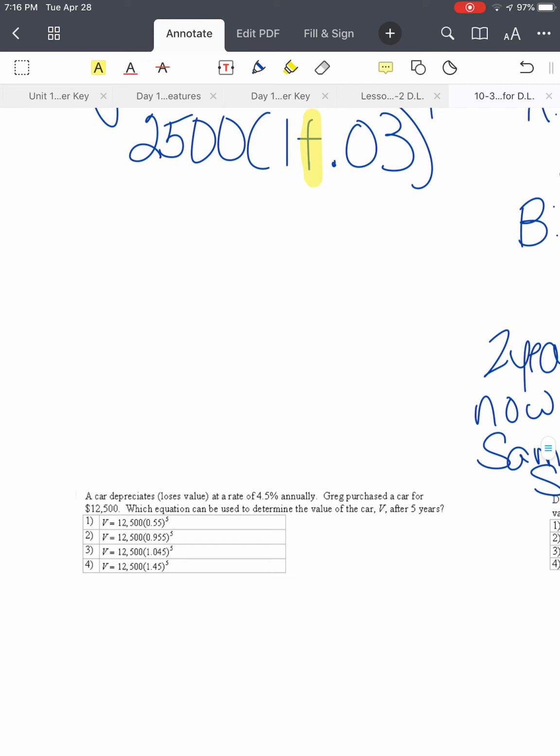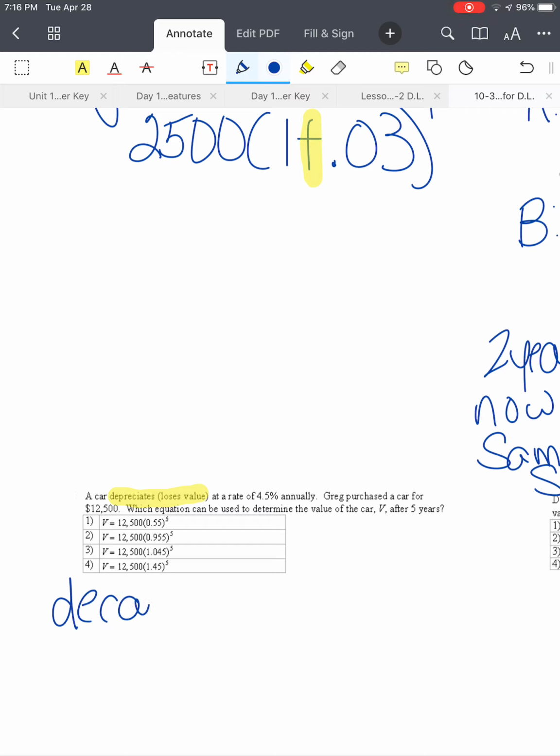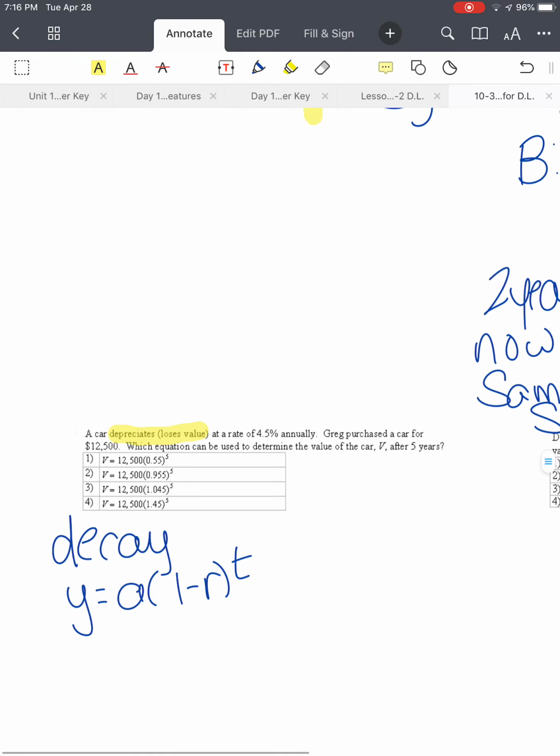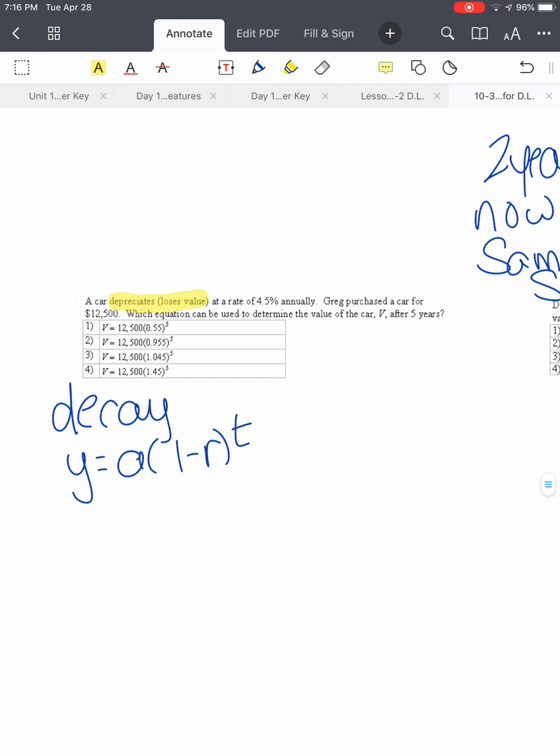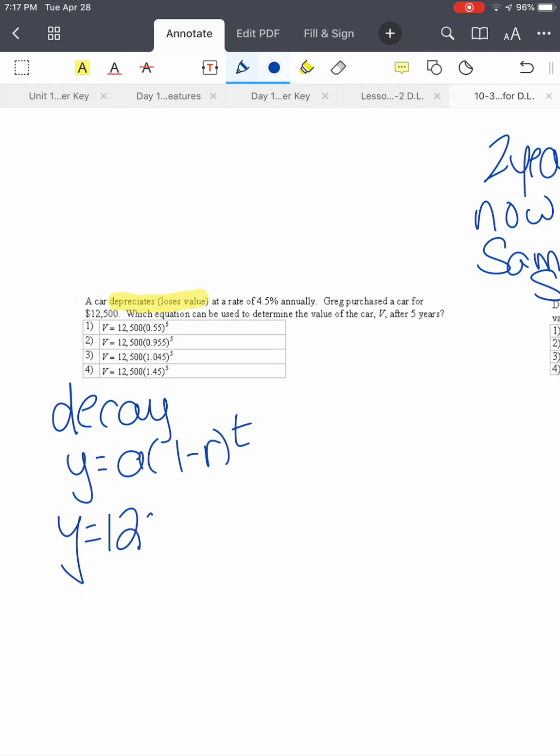A car depreciates at a rate of 4.5% annually. Now, depreciates, that's one of those vocab words. They tell you here that it loses value. Loses value, so that means I'm going to need to use decay, exponential decay. Greg purchased a car for $12,500. So ask yourself, where should that $12,500 go? In for A, because that's the initial amount.